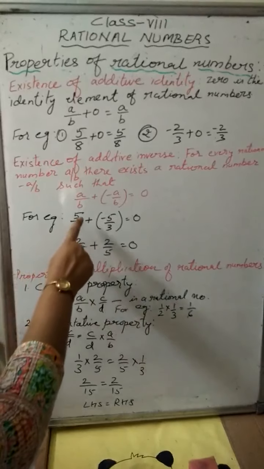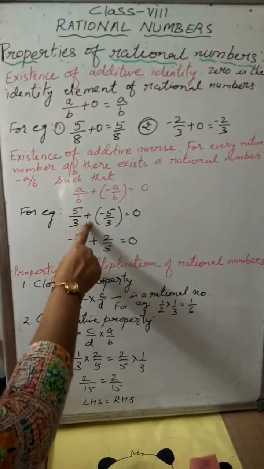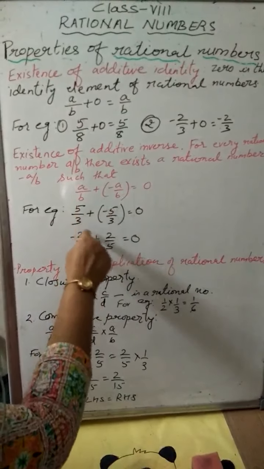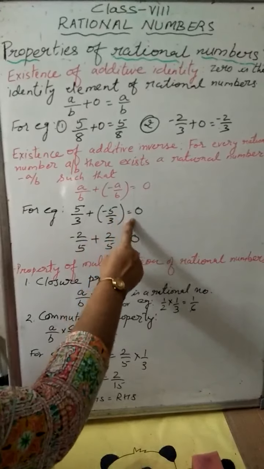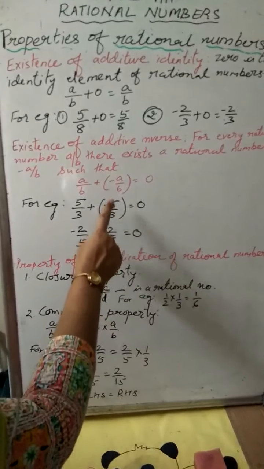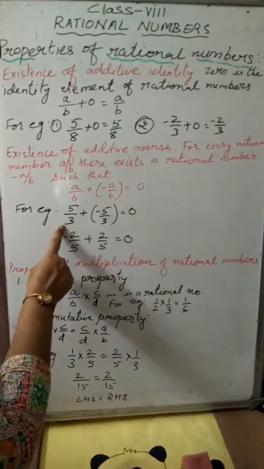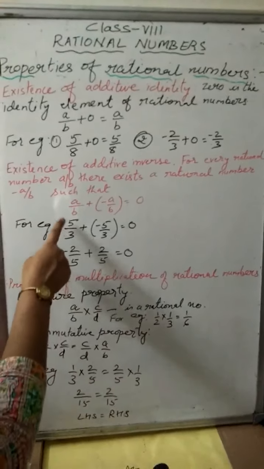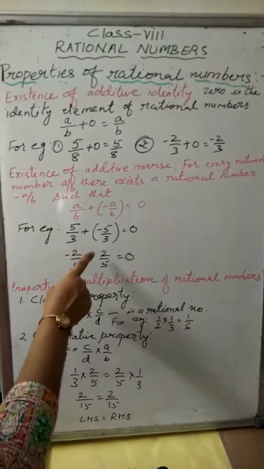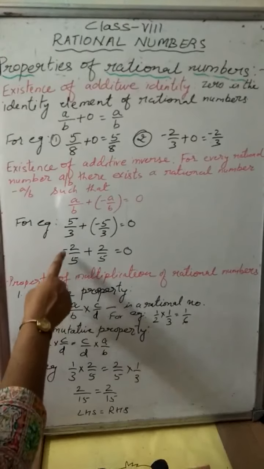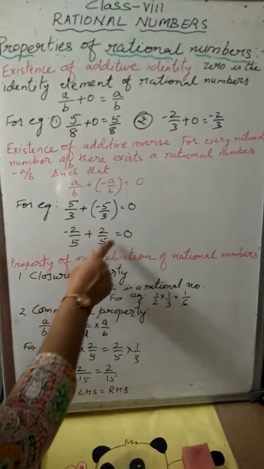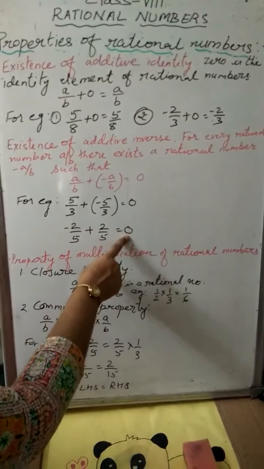For example, 5 by 3 plus minus 5 by 3. When you add them, the result will be 0. So therefore minus 5 by 3 is the additive inverse of 5 by 3, or you can say 5 by 3 is the additive inverse of minus 5 by 3. One more example, minus 2 by 5 plus 2 by 5 will give you 0.